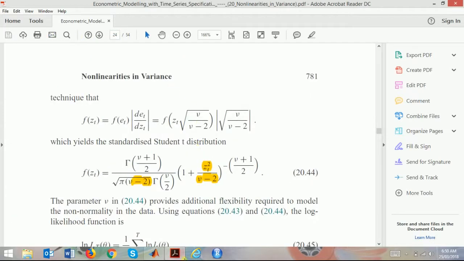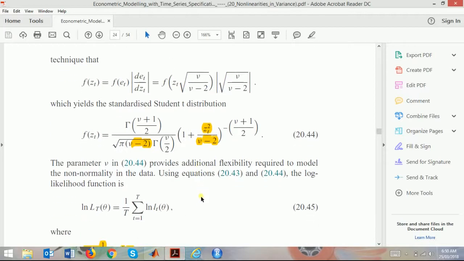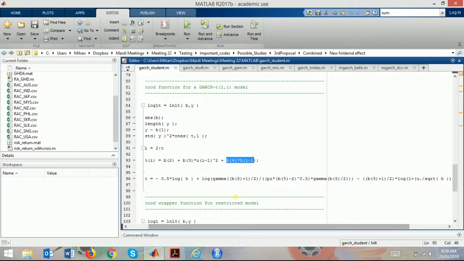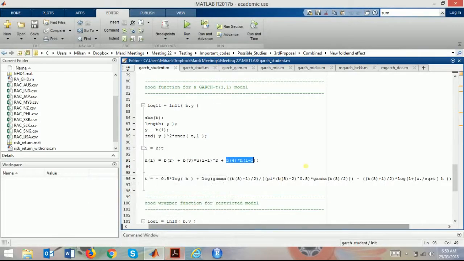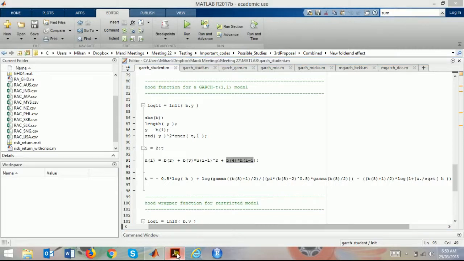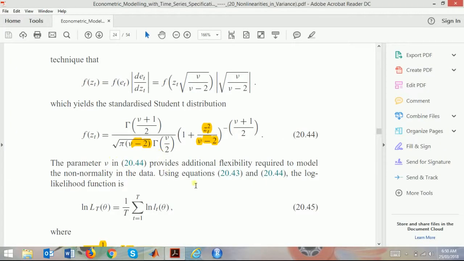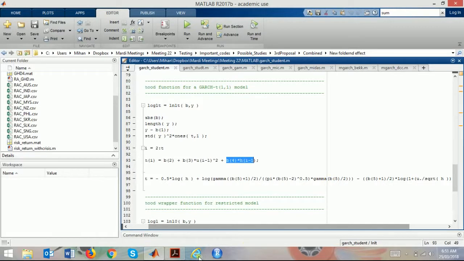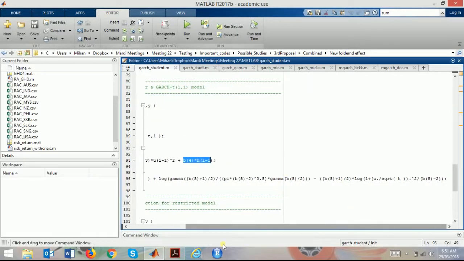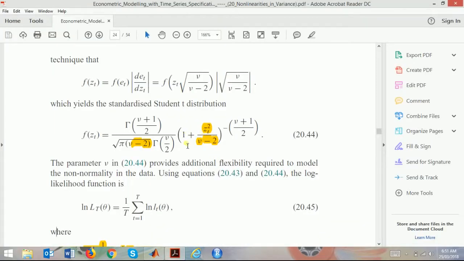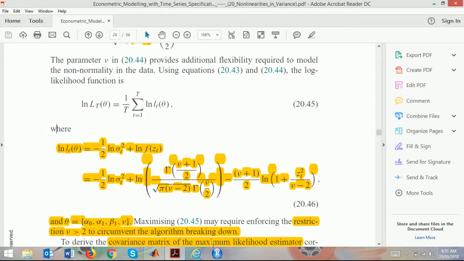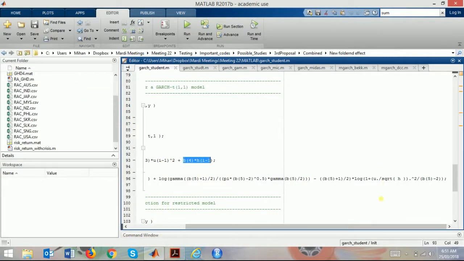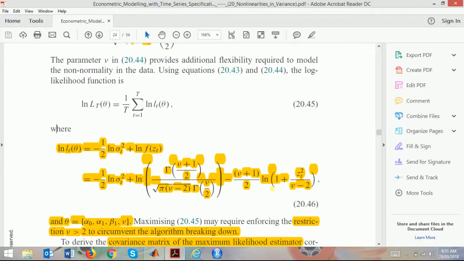Let's go back to our equation. We have gamma beta 5 plus 1 by 2, then gamma beta 5 minus 2 to the power half, which is the root, over gamma beta 5 by 2 minus beta 5 plus 1. Okay, so minus beta 5 plus 1 by 2, the log likelihood function becomes 1 plus z square.